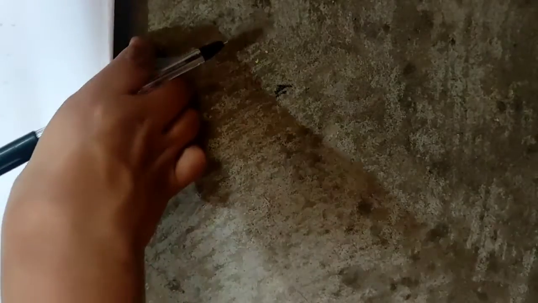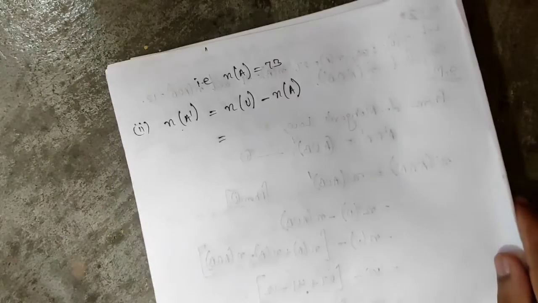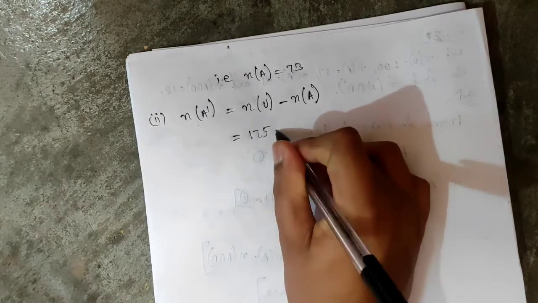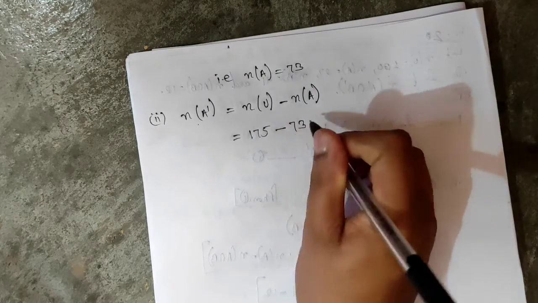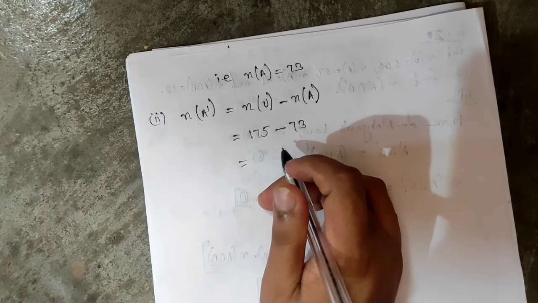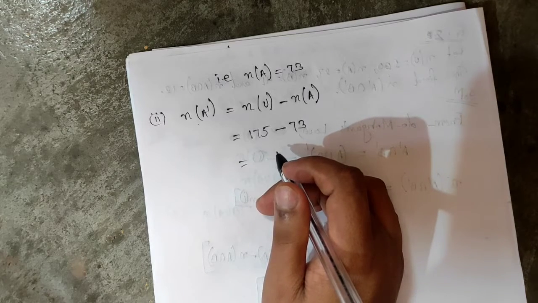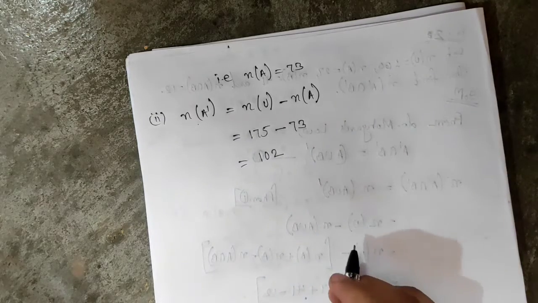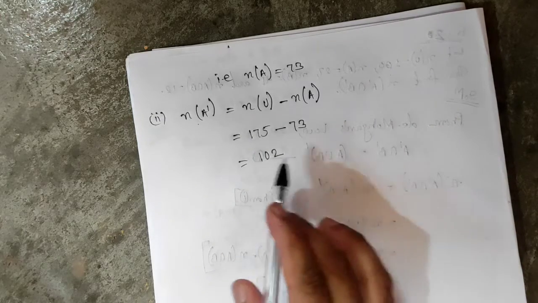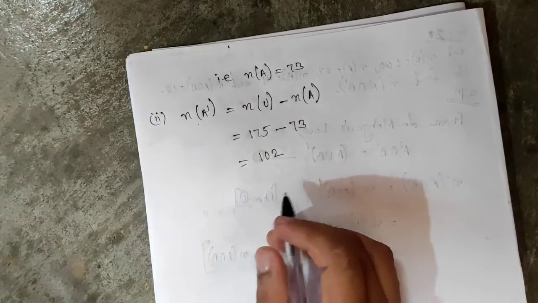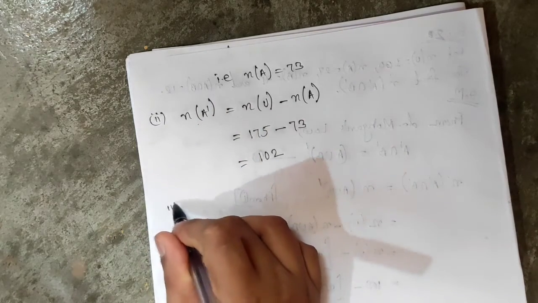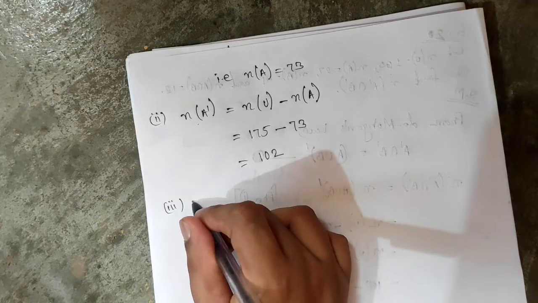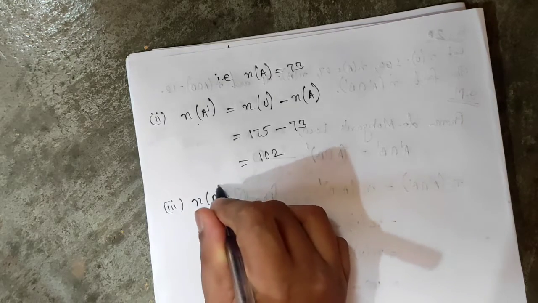So from there, if you subtract n of A, which is 73, from n of U, which is 175, what do you get? 102. So n of A complement, the number of elements in the complement set of A, is 102. Next, third, we need to find n of B complement.